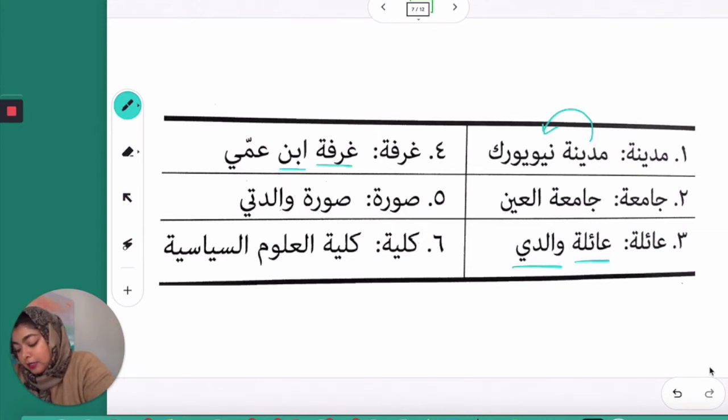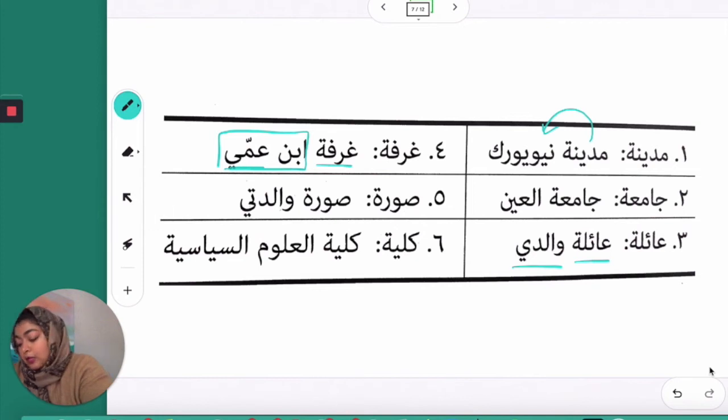غرفة ابن عمي. ما معنى غرفة؟ Room. So whose room is it? Ibn Ammi. We did this in the family part. So Ibn Ammi is my cousin. So son of my dad's brother, son of my uncle. So you could just say my cousin's room.